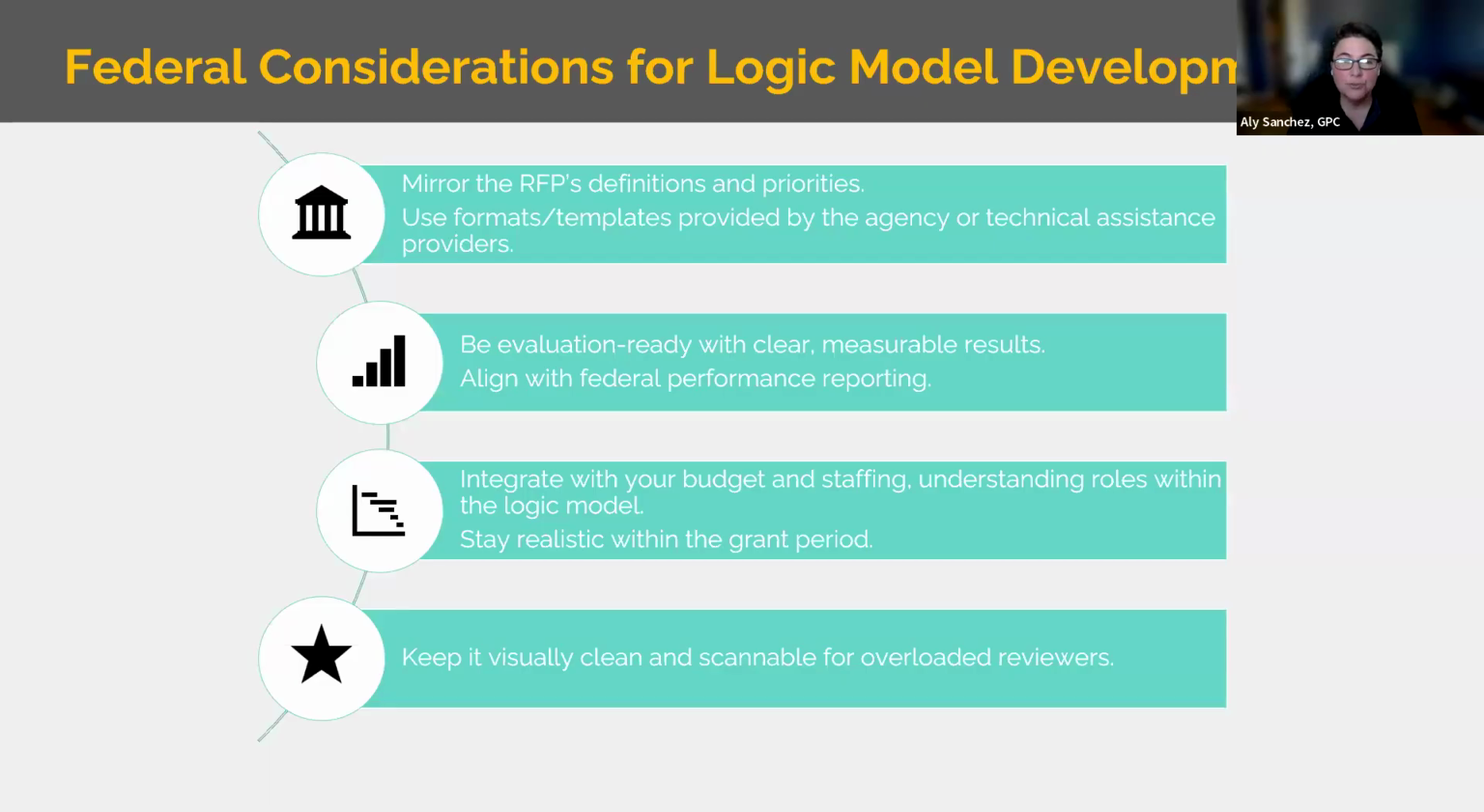Also, does it seem to be expected that there are going to be specific numeric targets in those outputs and outcomes? Am I seeing people put, we will hold 12 listening circles with community members? Or is it just listening circles with community members as an output?